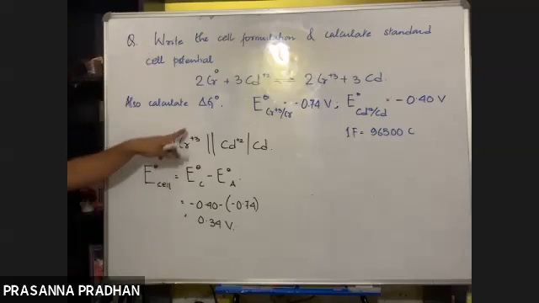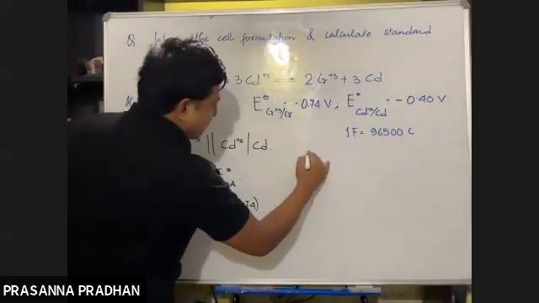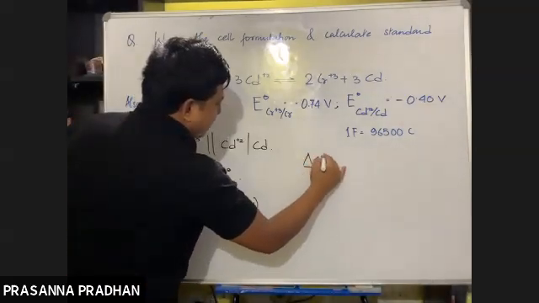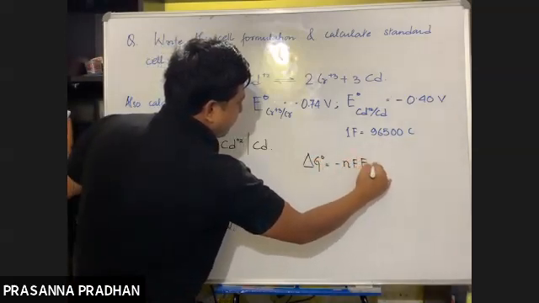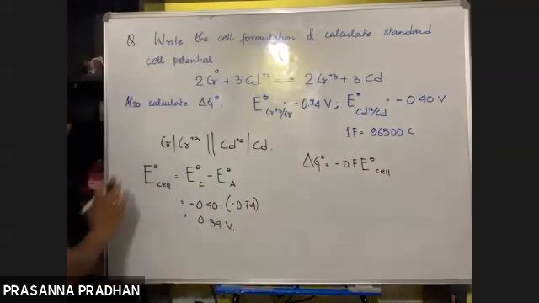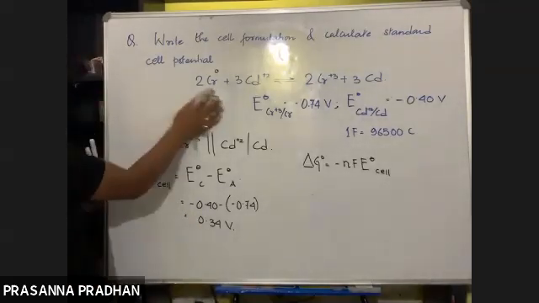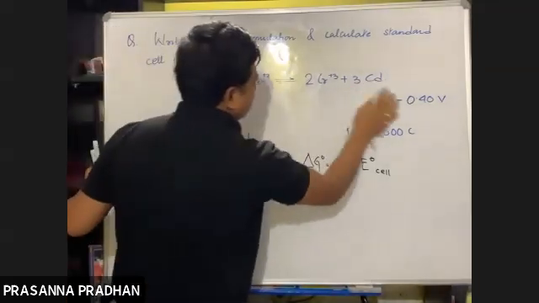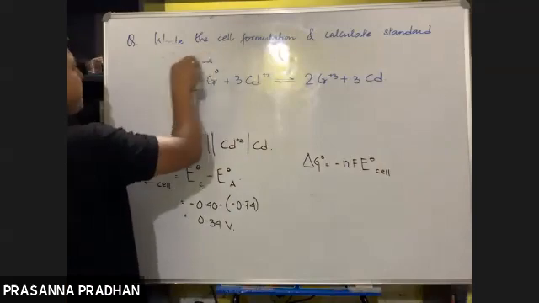3 marks question, 1 mark for this, 1 mark for this. It's so easy. Look, so easy. Last, we are supposed to calculate delta G naught. Delta G naught equals minus n F E naught cell. We know the value of F. We know the value of E naught cell. So the only thing we need to know here is the number of electrons. How many electrons are involved in this particular reaction?